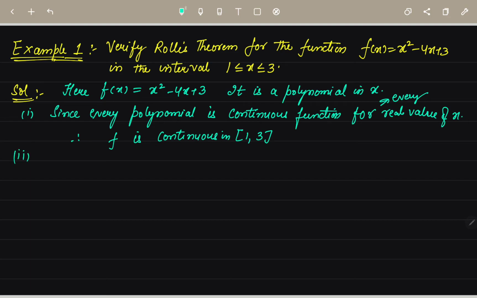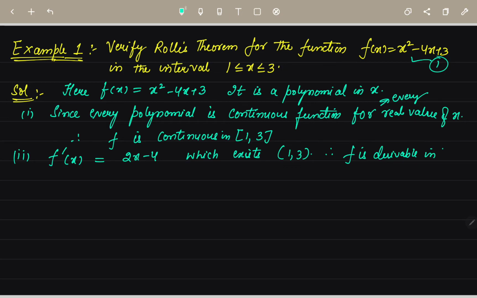Second case will be that the derivative exists, meaning the function should be derivable in the open interval. So for this I will first differentiate the equation with respect to x. So we get f'(x) = 2x - 4, which exists in the open interval (1, 3). Therefore f is derivable in the open interval (1, 3).